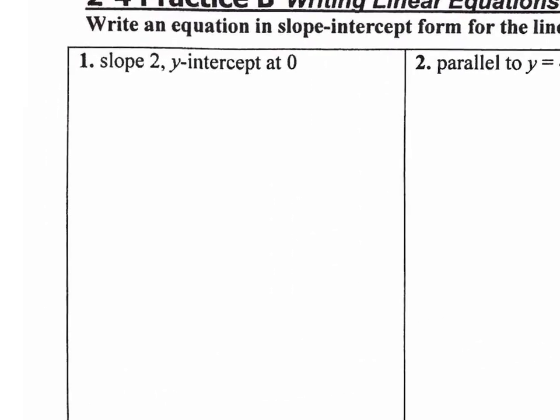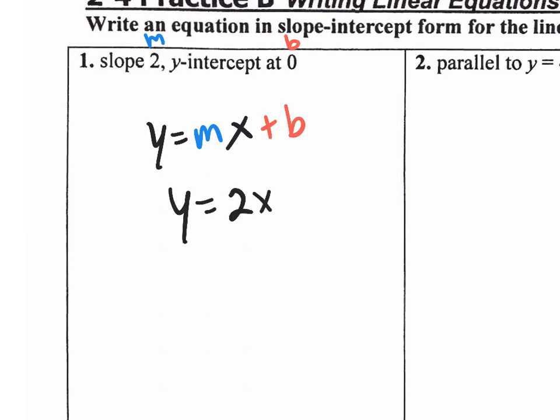Number one, you want to write this in slope-intercept form. Do they give you the slope? Yes. Do they give you a y-intercept? Yes. So you could plug it straight into y equals mx plus b. So my equation will be y equals 2x plus 0. But of course, you don't need that plus 0, so you could not even put it. If you want to put it, go ahead, but you don't have to. So there's the answer number one.